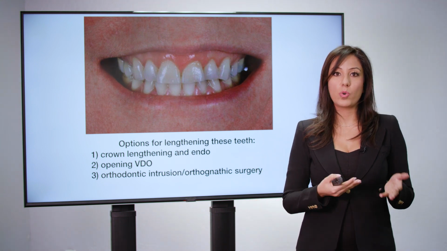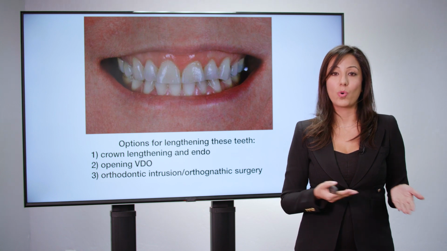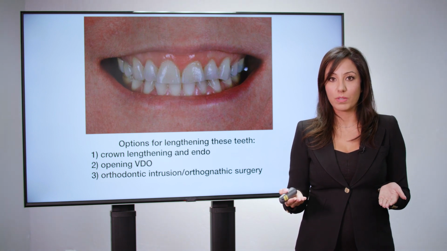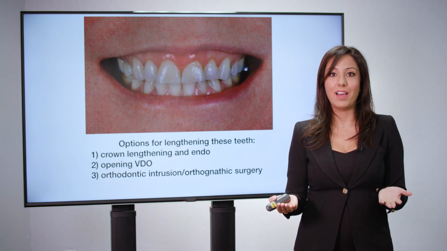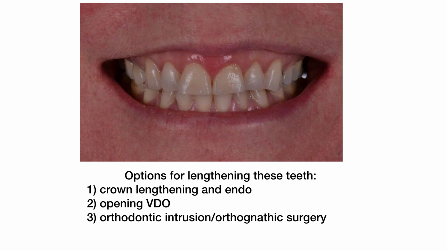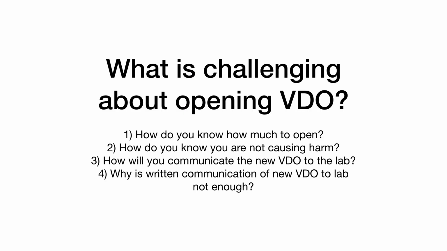And the third option is orthodontics to intrude the teeth, or orthognathic surgery to intrude the entire maxilla. And for this patient, that was a no-go. Number 3 was not an option. So the best and most beneficial treatment for this person was opening the vertical.